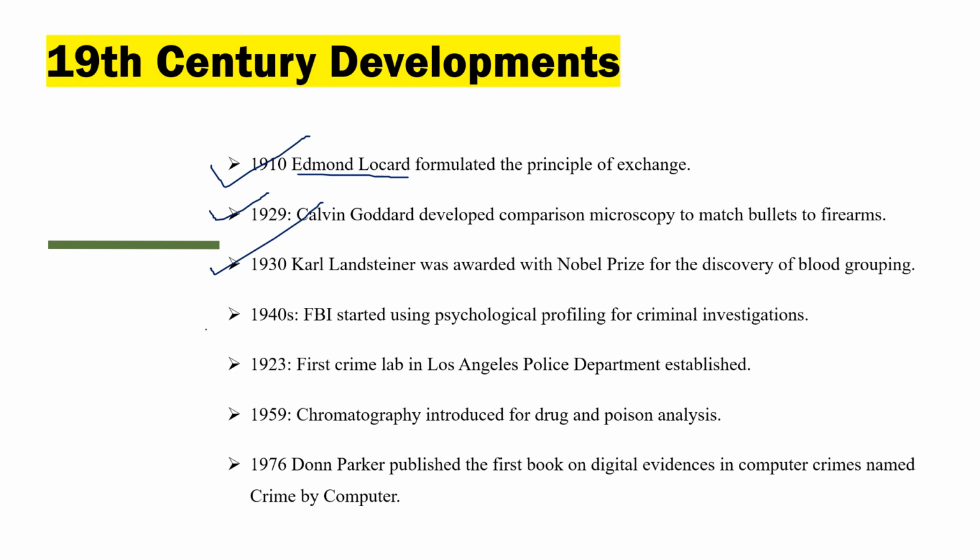And in the 1940s, the FBI started using psychological profiling for criminal investigations. In 1923, the first crime lab was established in the Los Angeles Police Department. In 1959, chromatography was introduced for drug and poison analysis.